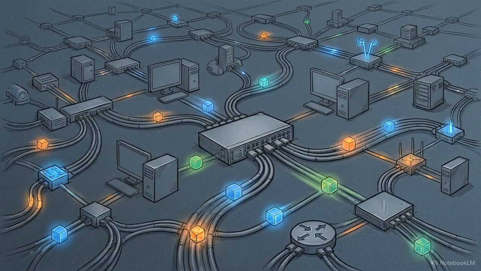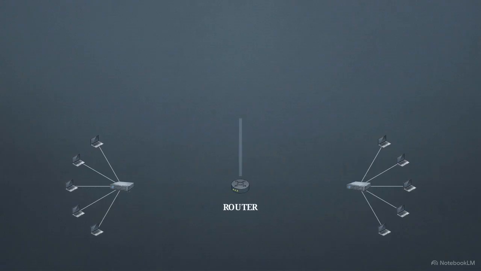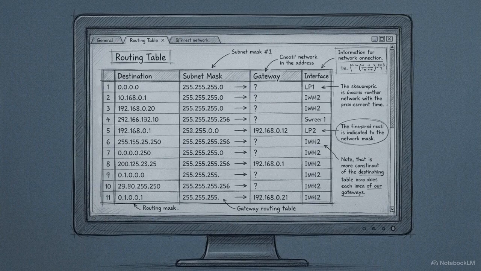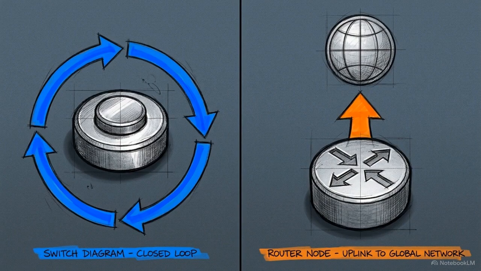Bridges work for connecting two segments, but they cannot navigate the massive web of countless interconnected networks that make up the internet. To connect local networks to the broader outside world, we introduce a router. Routers analyze IP addresses to determine the best path for forwarding data packets across complex external networks. This establishes a clear division of labor. Switches manage internal local traffic, while routers handle navigation to the outside world.